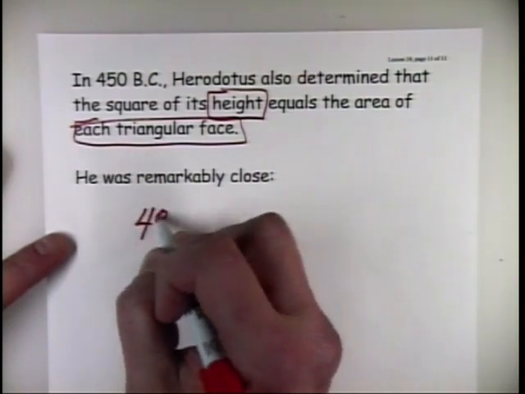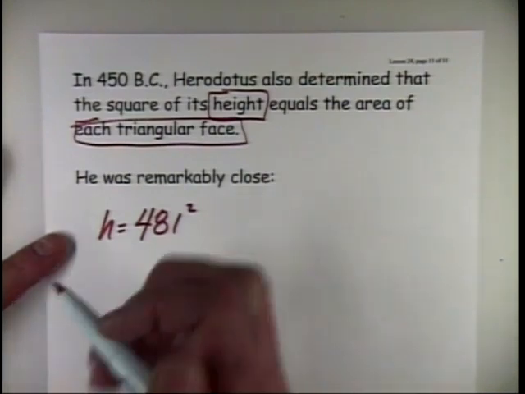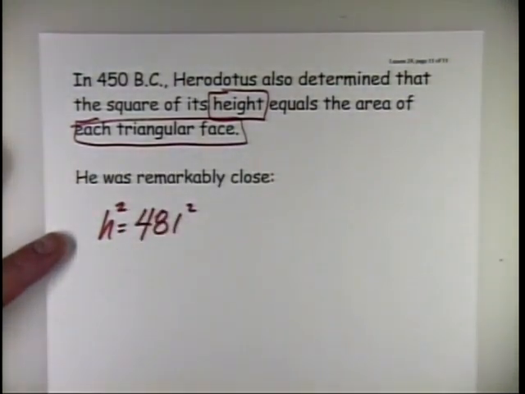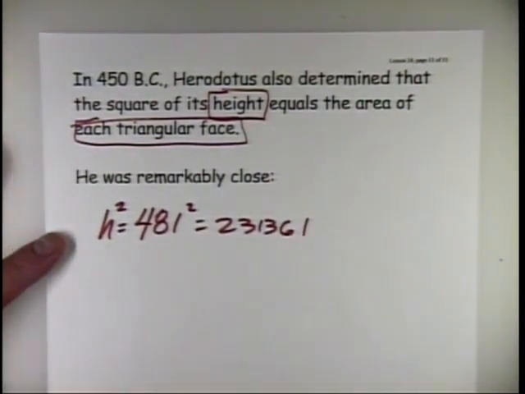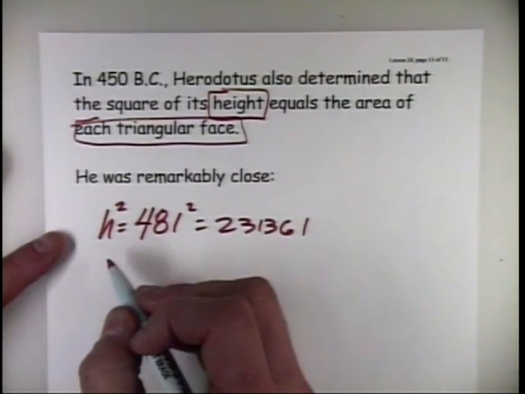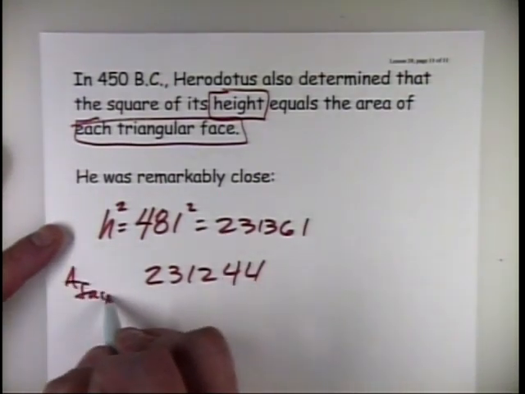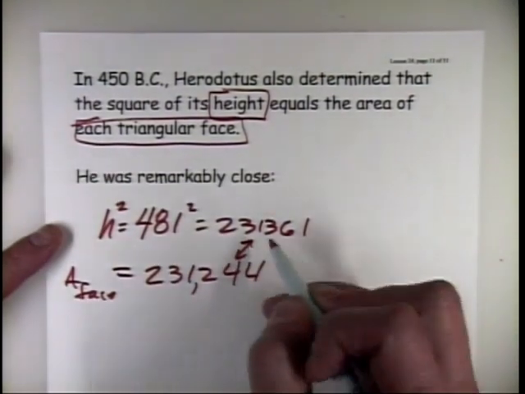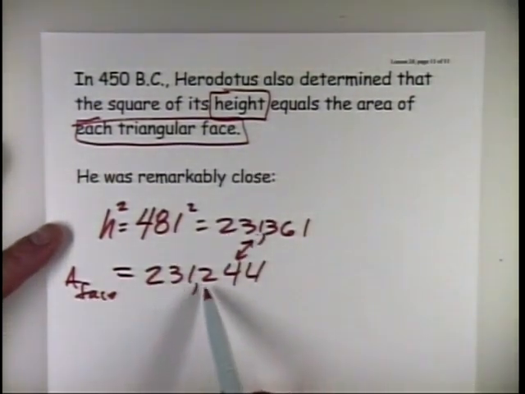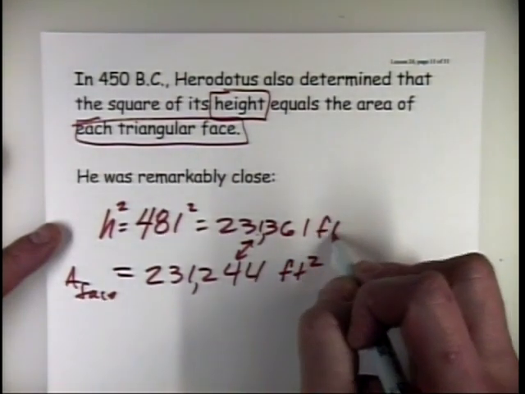Remember, the height was 481 squared, which just calculating that by itself back in the day was pretty impressive because it's not a directly measurable quantity. That comes out to be 231,361. Now, the calculations to find the area of the triangular face requires a little bit of work, like the last example. So I'll go ahead and tell you that it's 231,244. This is the area of the face, which is the triangle. They're not directly equal, but look how close they are. These are huge numbers. This is 231,244 square feet. All right, huge numbers.